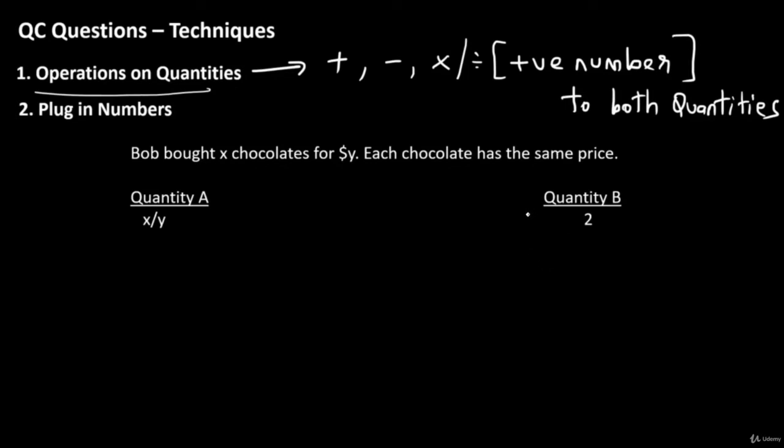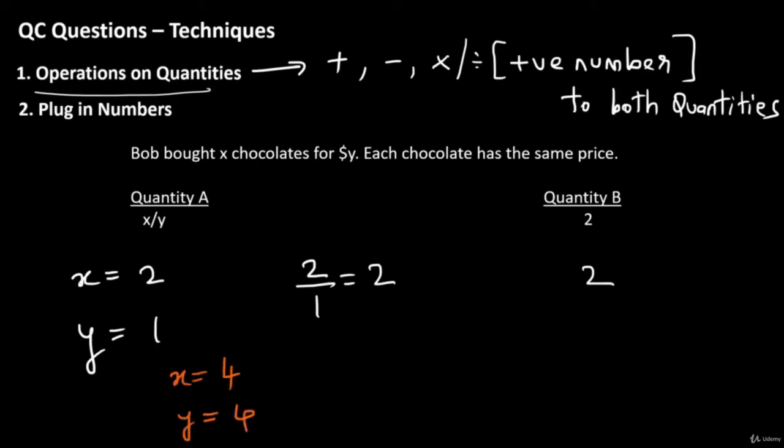So it's very convenient to plug in some numbers. Let's do that. What if X is equal to 2 and Y is equal to 1? X by Y is equal to 2 by 1, which is equal to 2, and quantity B is 2. So both of them are equal. What if I substitute X as 4 and Y as 4? In this case, X by Y is 4 by 4, which is equal to 1, and quantity B is 2, right? So in this case it was equal, and in this case quantity B is greater than quantity A. Therefore we cannot ascertain the relationship, right? Therefore the correct answer to this question is option D.